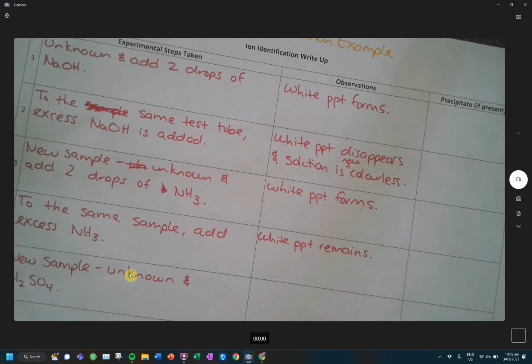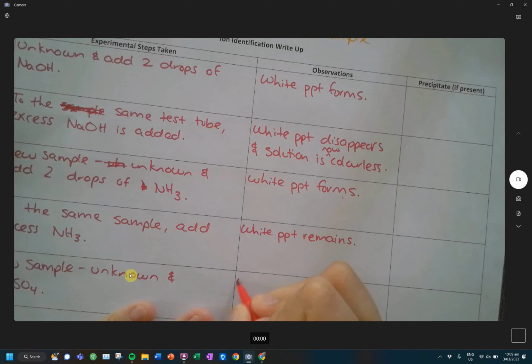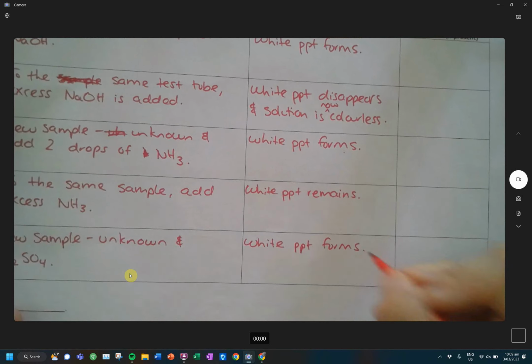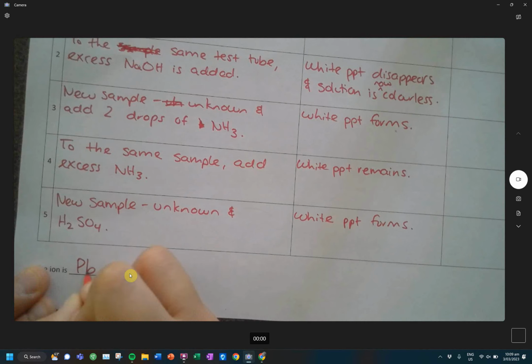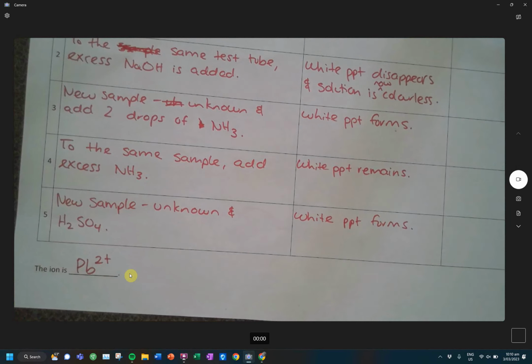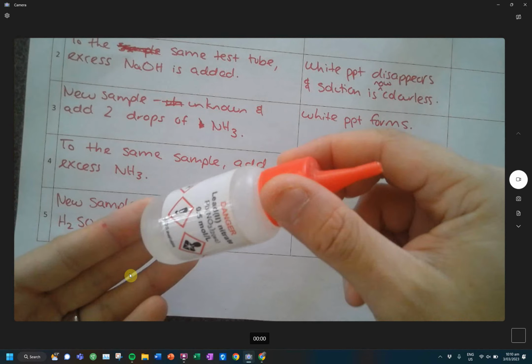What you're going to find is that area of white precipitates is a real pain in the butt because white precipitates, there's a lot of them. So from that information, we have determined that the unknown ion is my lead ion, Pb2+. And if you guys want to double check me, that was the unknown bottle.